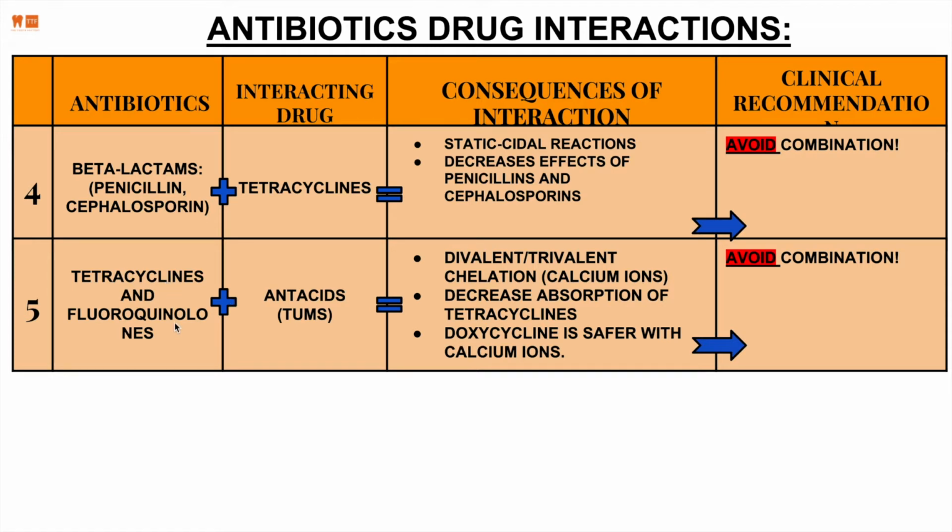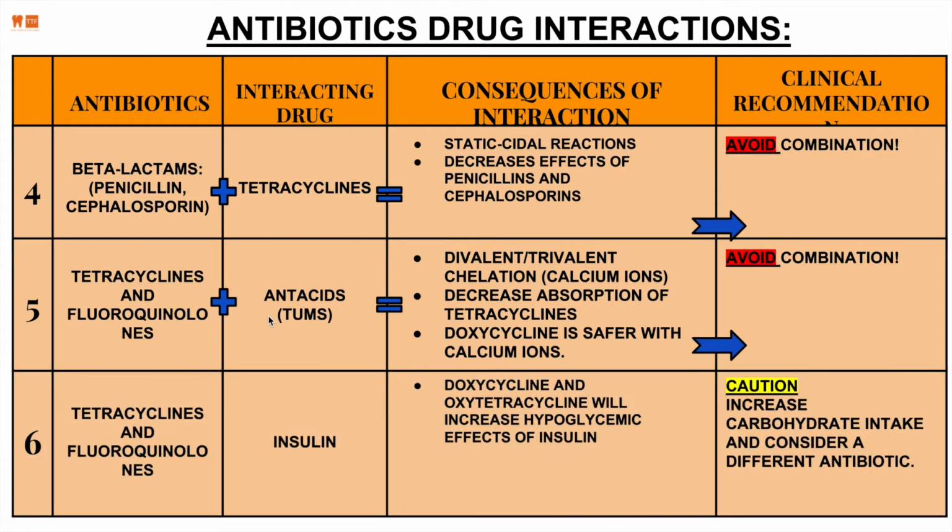Either way, we still should avoid the combination of tetracycline and fluoroquinolone with antacids. Next one is tetracycline and fluoroquinolones with insulin. Insulin is a hypoglycemic drug. When tetracycline or fluoroquinolone is mixed with insulin, especially doxycycline and oxytetracycline, it will lead to increased hypoglycemic effects of insulin. Therefore, we must be cautious. Increase carbohydrate intake and consider a different antibiotic when mixed with insulin.